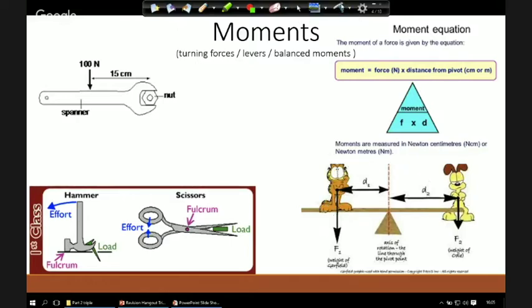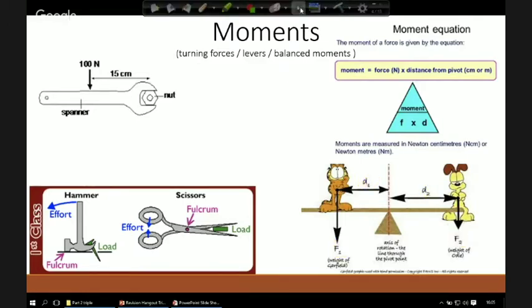So Odie's turning moment will be balanced by Garfield's. Now we can just apply the equation to both sides. So we know that the force times the distance of Garfield must be equal to the distance times the force of Odie.